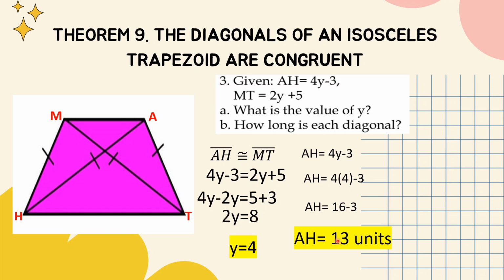And then let us solve for the value of MT. MT is equal to 2y plus 5. Again, we will replace y with the value of y, which is 4. So we have MT is equal to 2 times 4 plus 5. 2 times 4 is equal to 8 plus 5. Then 8 plus 5 is equal to 13 units. Okay, so that is our theorem number 9 of an isosceles trapezoid.